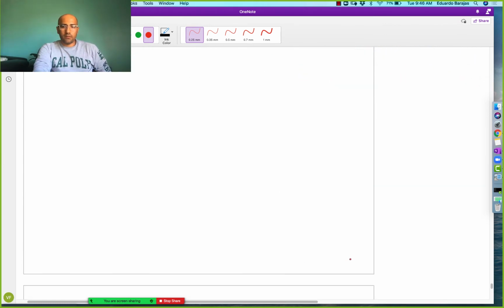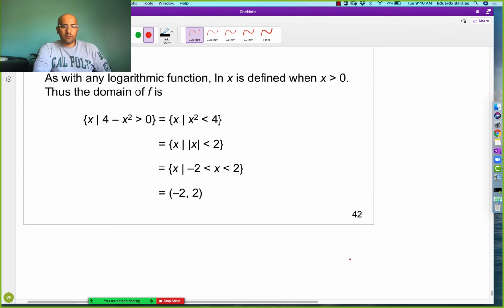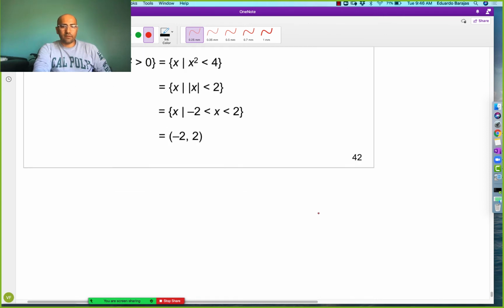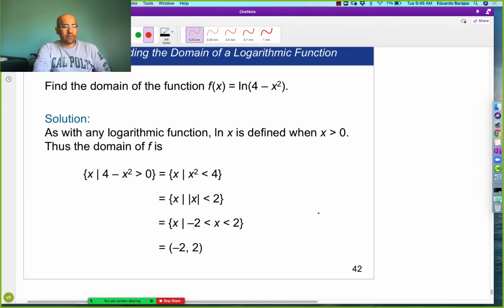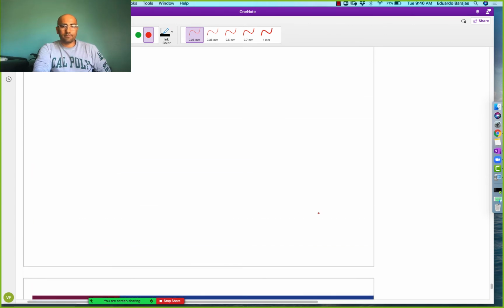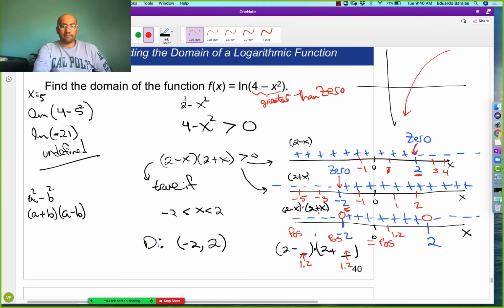Okay, I think that this is the end of this. So this is another way of looking at it, but I'm not as big of a fan of this, of remembering that this is equivalent to this, and yeah. So I like the number line method, but you can have your own method too. Whatever you learn is fine.